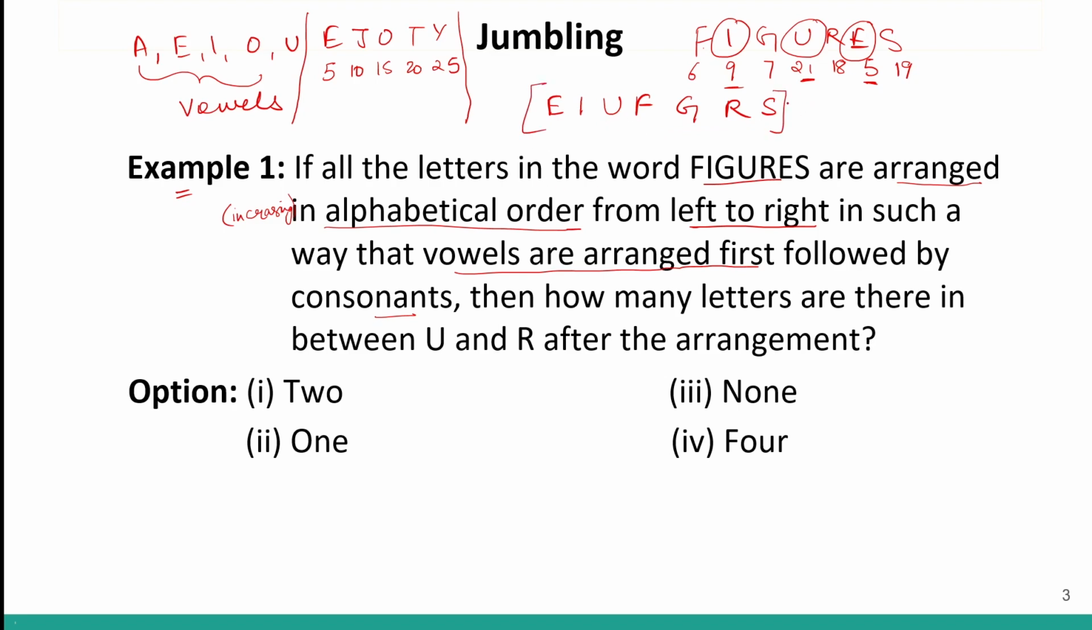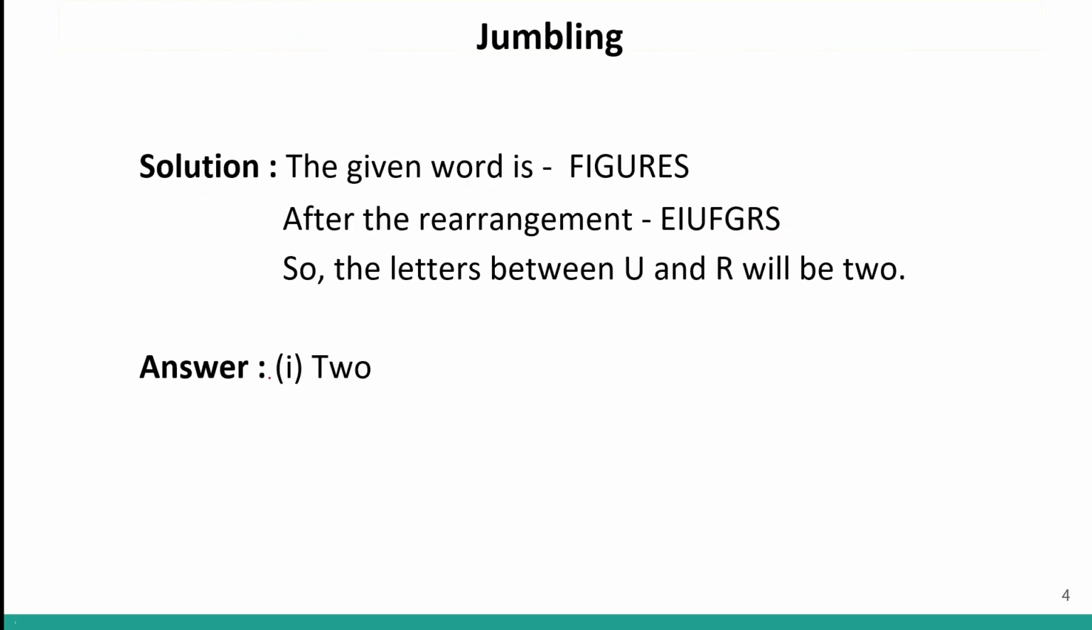This is the word that I got after arrangement. Now, we have to find out how many letters are there between U and R after the arrangement. So between U and R, there are only 2 letters. So our answer will be option number 1, 2. So after rearrangement, between U and R, I've got 2 letters.